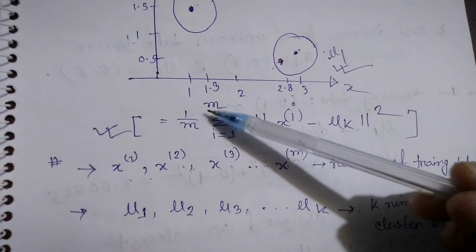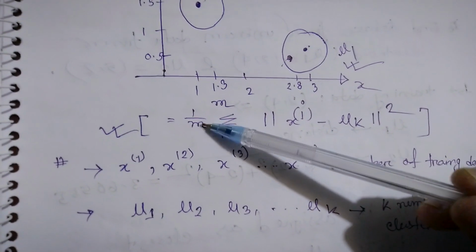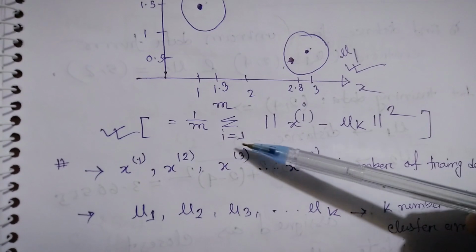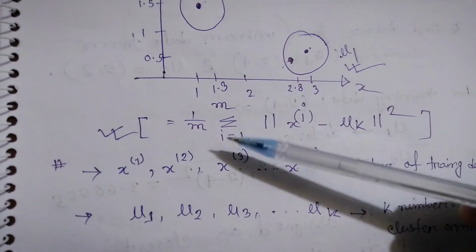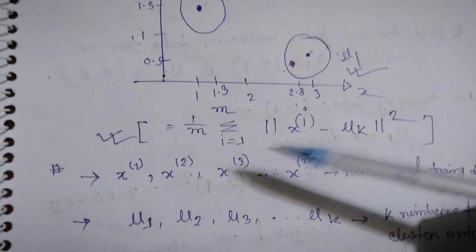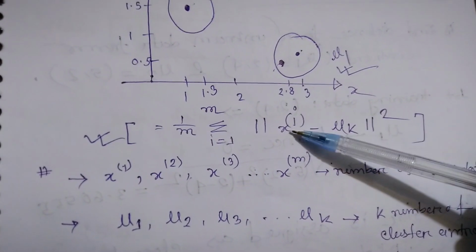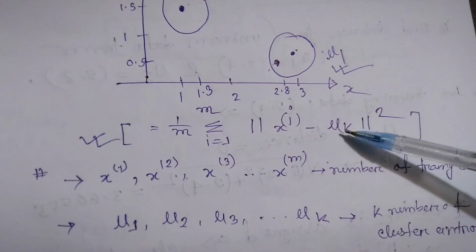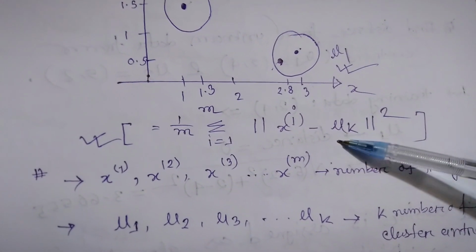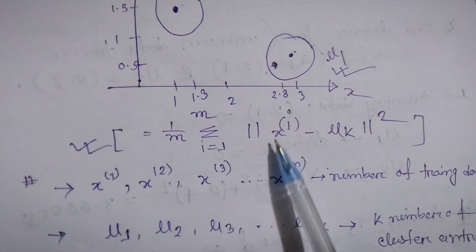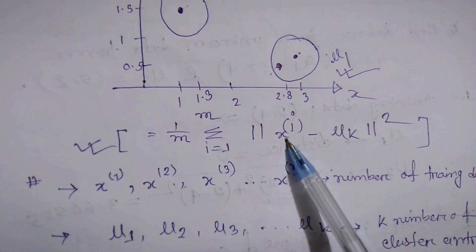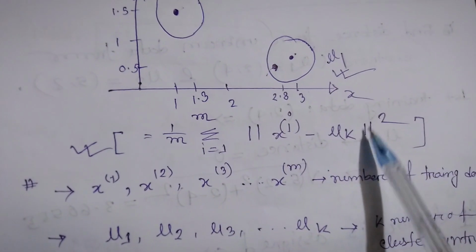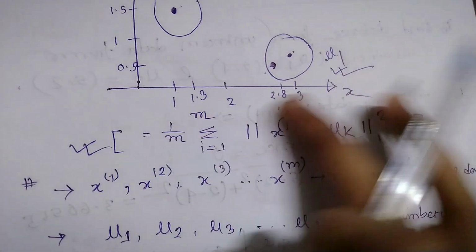So our main ultimate formula is 1 divided by m, where m is the number of items in your dataset, summation from i equals 1 up to m. And you need to find the xi value, the individual data point, minus mu k, where mu k is the cluster that you are in. So you need to find the distance from your given data point x to mu k, take their difference and square it. So this is the main formula.